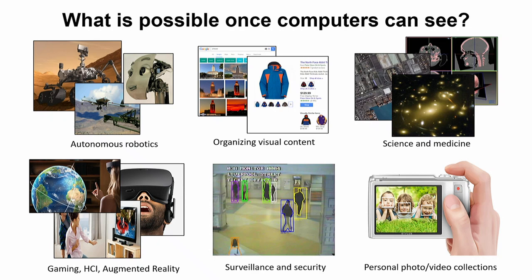In autonomous robotics, so robots that are not controlled by us, but really can make their own choices, do their own movements, and act in the world, we need full perception, and a lot of it really is visual. If you look at the top middle, thinking about organizing visual content, this could be personal content or commercial content. So the ability to scour through, mine through, and find patterns or matches among content that really is best understood in its visual form, maybe not other forms of metadata.